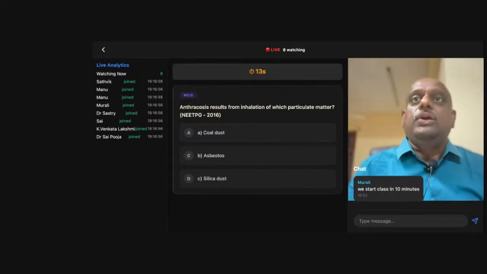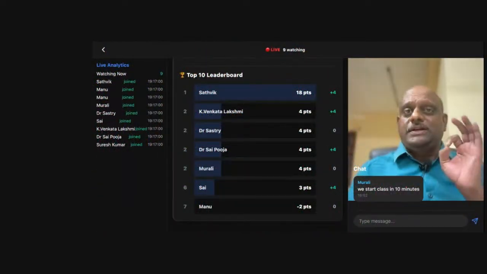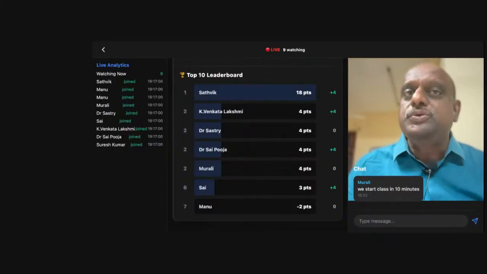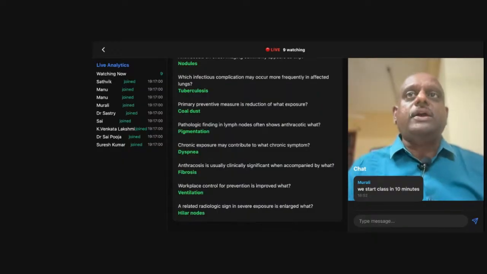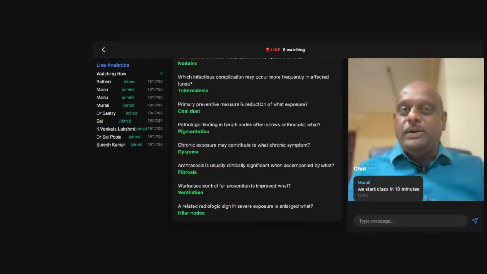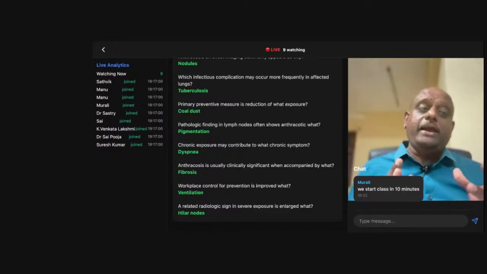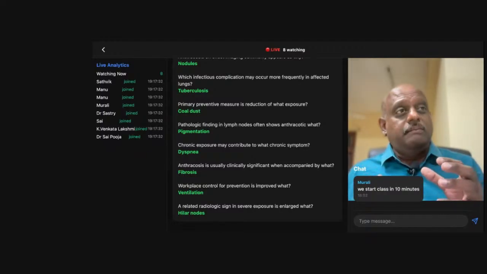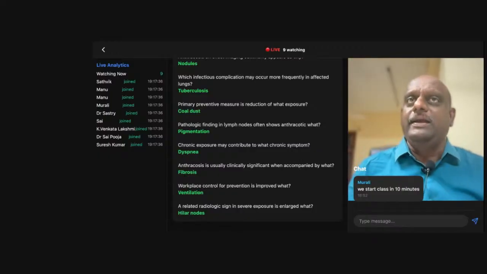Yes. So, doctor, you should know that coal dust is the one which is responsible. Satvik and Venkatalakshmi, Sai Pooja and Sai, all of you correctly answered. Anthracosis typically causes the accumulation of carbon in the macrophage. And typically, the anthracosis will make the lungs into black colored, soot filled. That is the only pathology finding that needs to be remembered.